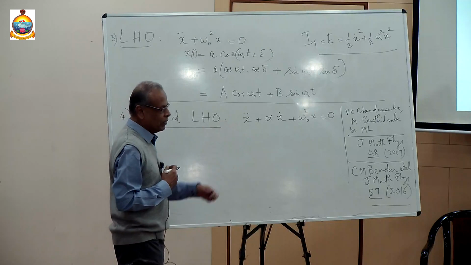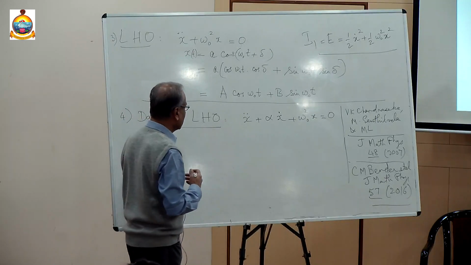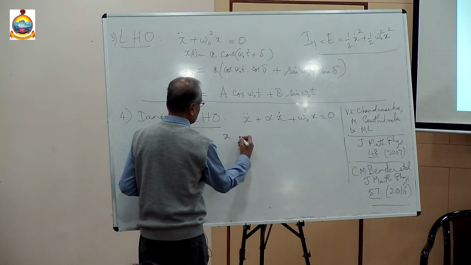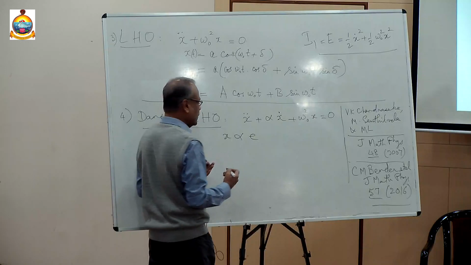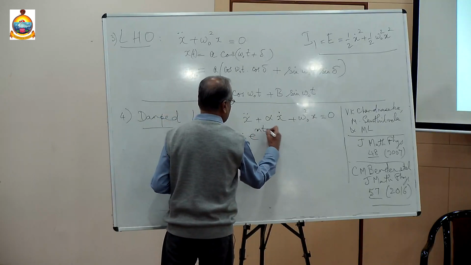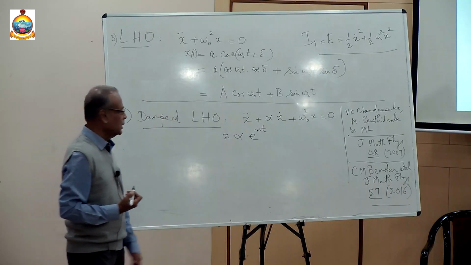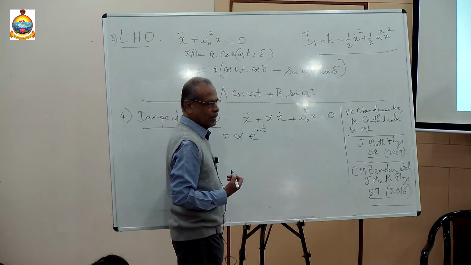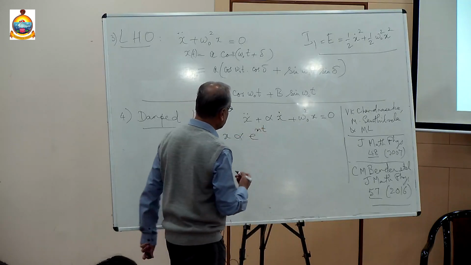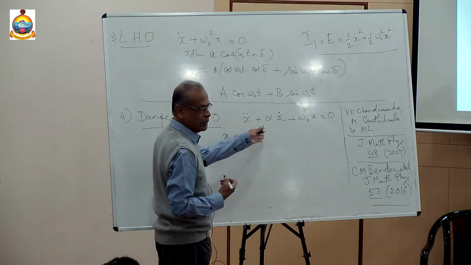But you can trivially find two linearly independent solutions by looking for a solution proportional to e to the power m t. Try to identify an indicial equation, because you have all linear terms. So you look for an appropriate m. What is the m that you can think of? e to the power m t.